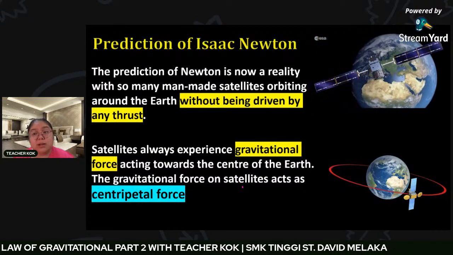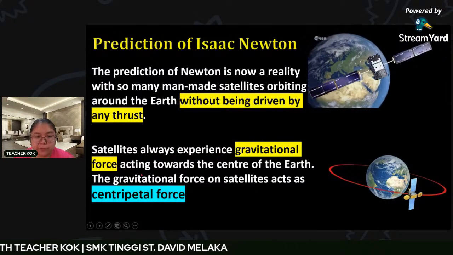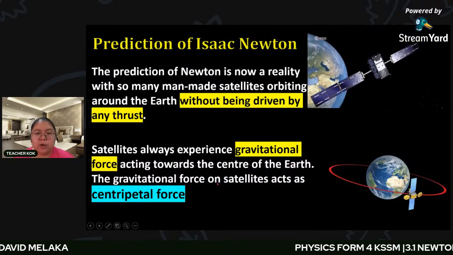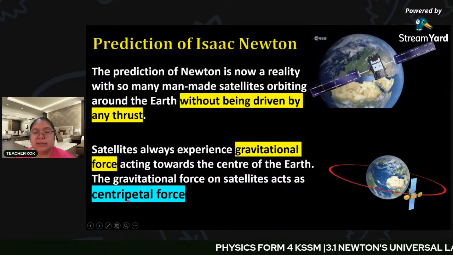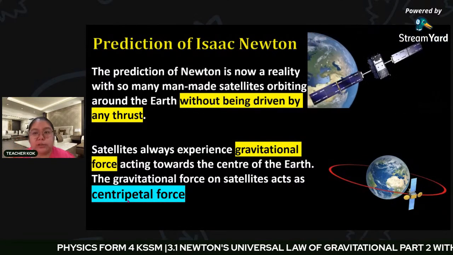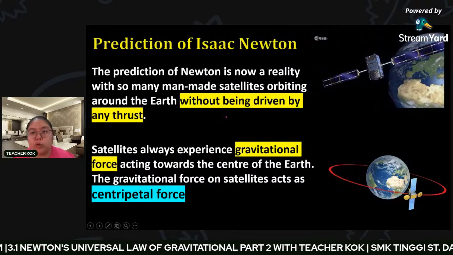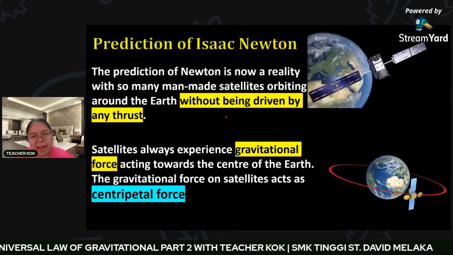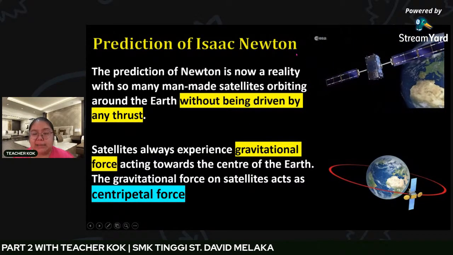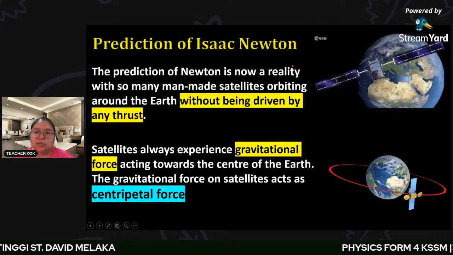So the satellite always has gravitational force acting towards the center of the Earth. The gravitational force on the satellite acts as a centripetal force. Remember, you have two forces pulling on each other. Finally, the satellite can keep rotating at the same height. This was one of the things predicted by Isaac Newton. That means they do not need any thrust engine.